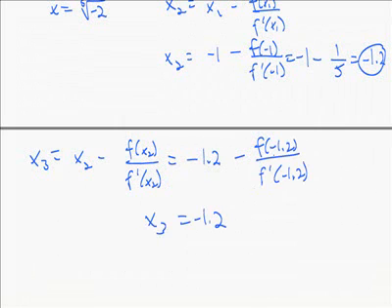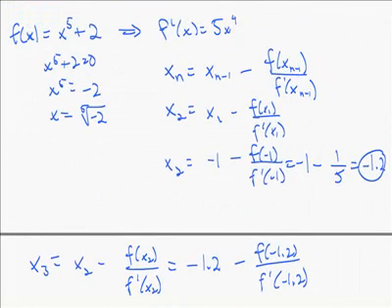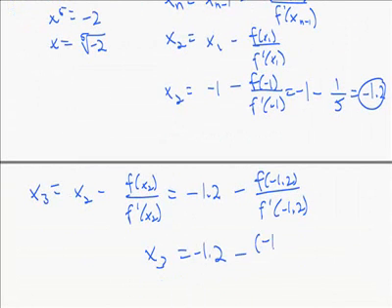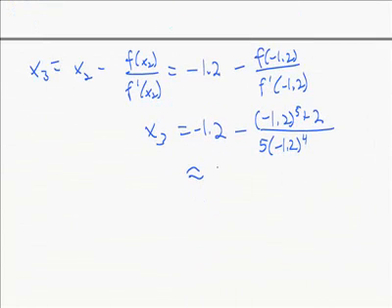You just have to go ahead and evaluate f of negative 1.2, which of course is just going to be, let's see, f is x to the fifth, so negative 1.2 to the fifth plus 2, divided by the derivative at negative 1.2, so that's 5 times negative 1.2 to the fourth. And whatever that comes out to be then is your x sub 3. So I'll let you guys go do that from there. And again, you will need a calculator for these problems. Nothing fancy, just a standard calculator.